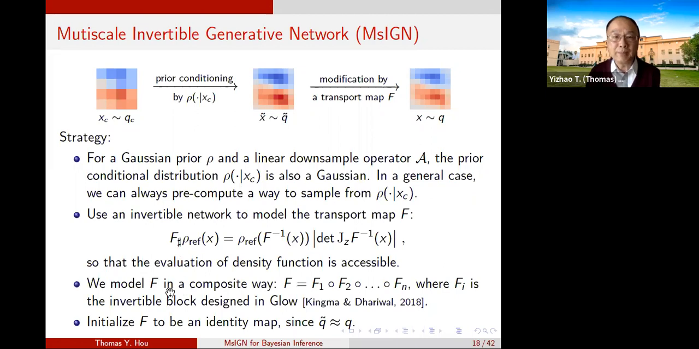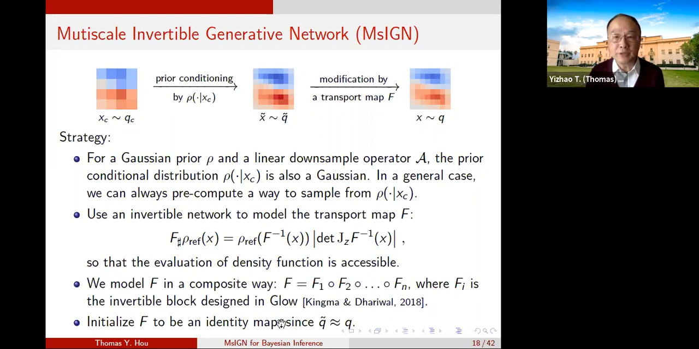And for the transport map, we use a compositional approach, like in a deep generative neural network. So each F1, F2, up to Fn is a relatively simpler, invertible map. We use an invertible block that's designed in the GLOW algorithm. It's a smaller invertible block that's easy to construct, and then you can compose them. You can make a more complicated map that has a larger capacity, right?